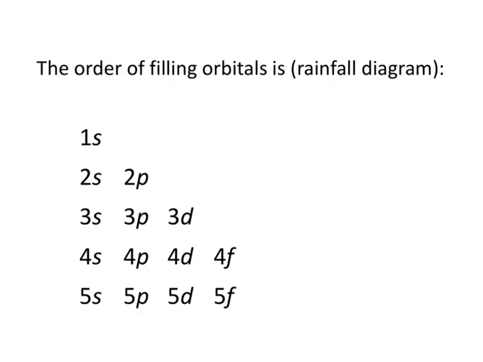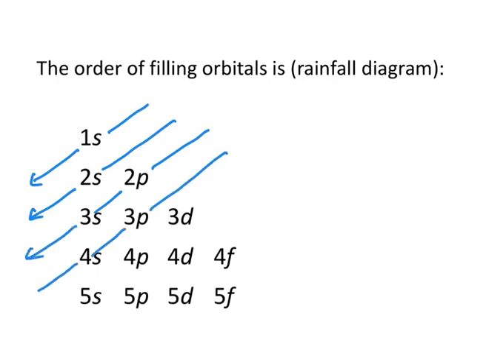Let's draw rainfall arrows on this diagram. The first arrow like this. So this is the second arrow, the third arrow, the fourth arrow, and so on. These arrows look like rainfall, is it right?